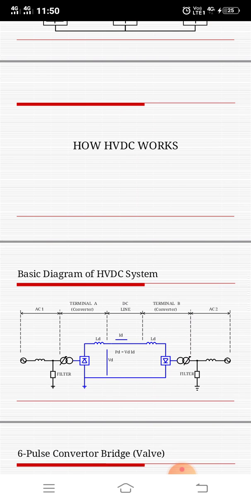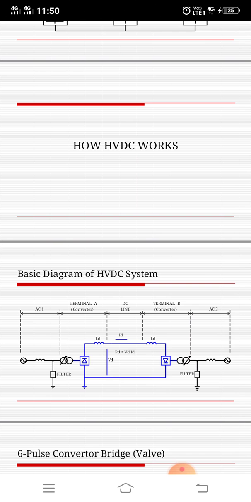Then, how does HVDC work? We have to see the block diagram or basic diagram of the HVDC system. This HVDC block diagram has one rectifier station called the terminal A converter, and another one is the inverter station called the terminal B converter. Both these conversion units are connected across the transmission line. The terminal A converter station, that means the rectifier station, receives the AC power from the generating station at its power level.